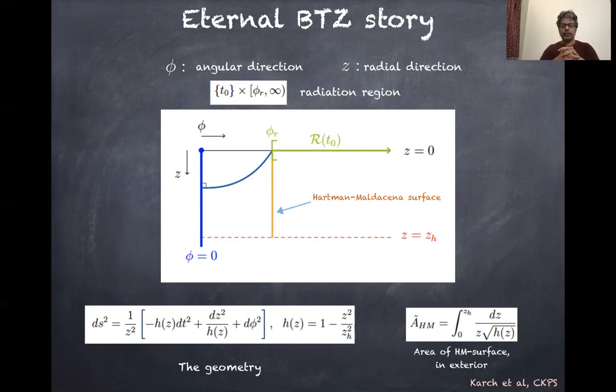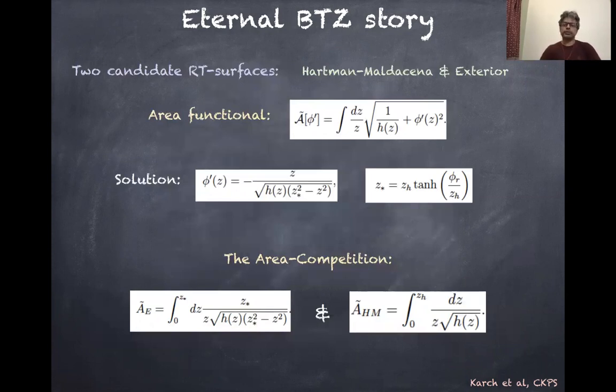And so there are some formulas here. For example, I have written down the metric here with the black hole factor, where z equals z_h. This h vanishes, and therefore this is the horizon, as you can see. And the Hartman-Maldacena surface has an area which is written here. This is, by the way, the exterior part of the area. So this area is the exterior area. In the interior, the area can change depending on what time slice you are living on. Okay, so you can do this calculation. The moral of the story is you can indeed do this calculation, and the calculation is basically a competition between the Hartman-Maldacena surface and the exterior RT surface. The exterior RT surface, remember, intersects the brane, and therefore it gives you the island.